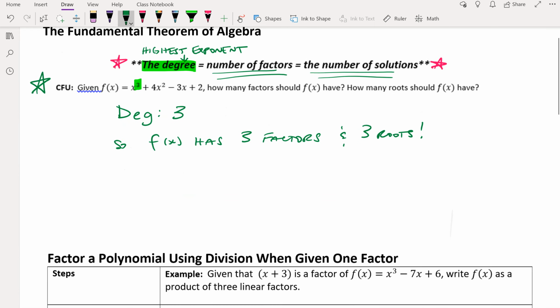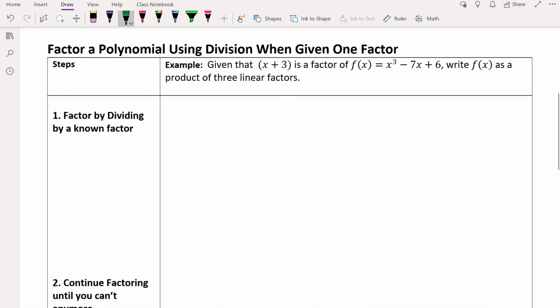Okay, so that's the fundamental theorem of algebra. Now let's go into another topic. How to factor a polynomial using division when we are given one factor. So get this down in your notes. Factor a polynomial using division when given one factor, and then make sure you write down this whole example problem. All right, so here's what we're working with. Given that x plus 3 is a factor of f of x equals x cubed minus 7x plus 6, write f of x as a product of 3 linear factors.